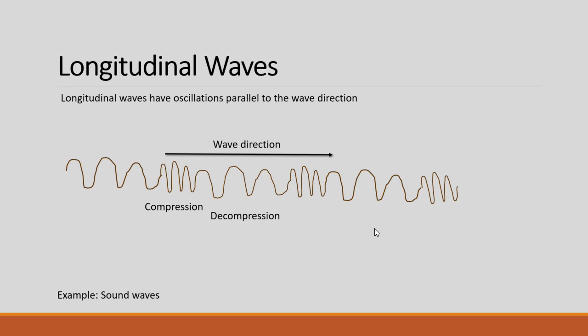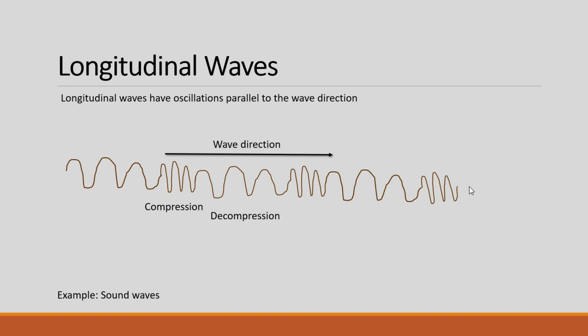Lastly, we have longitudinal waves. These are waves that have their oscillations in the same direction that the wave is traveling in. So, looking at the drawing of this longitudinal wave, the oscillations are occurring in the same direction that the wave is traveling in. You'll see there are areas where it gets compressed and then decompressed. For an example, sound waves are longitudinal waves.